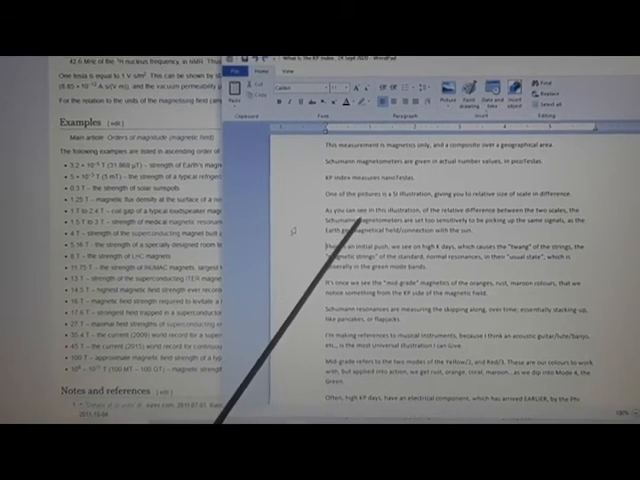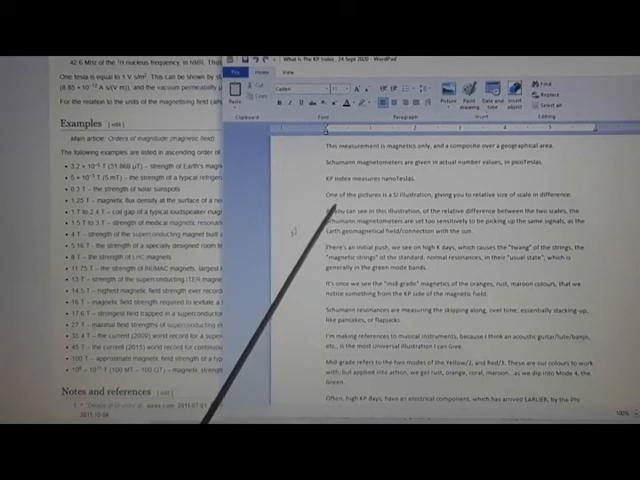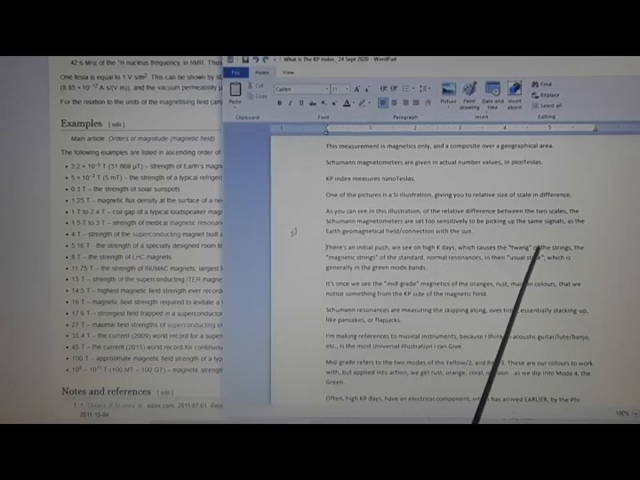The KP is showing you because that's magnetics. Got it. It's not affecting you in the vertical column, which is the electrics. All right, so there's the initial push we see in high K days, which causes the twang of the strings, the magnetic strings of the standard normal resonances, in the usual state, which is generally the green mode band. So that's the green mode is 4. It's once we see the mid-grade magnetics of the orange, rust, maroon colors that we notice something from the KP side of the magnetic field.